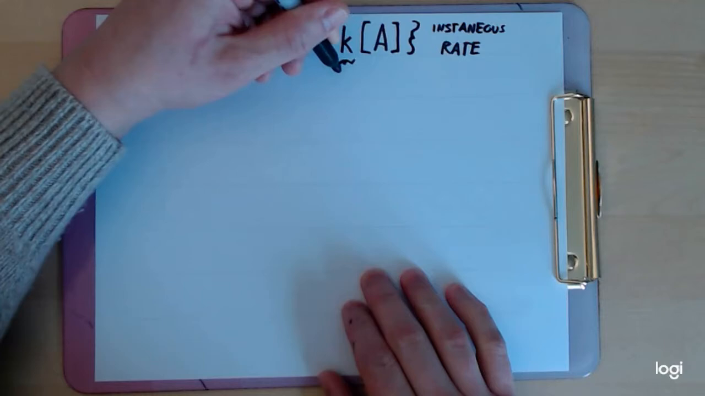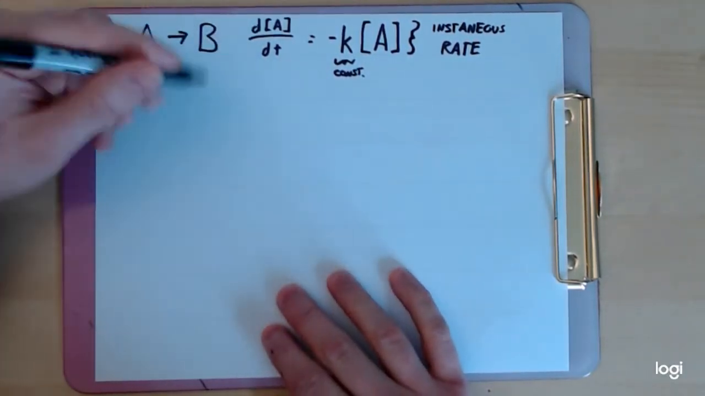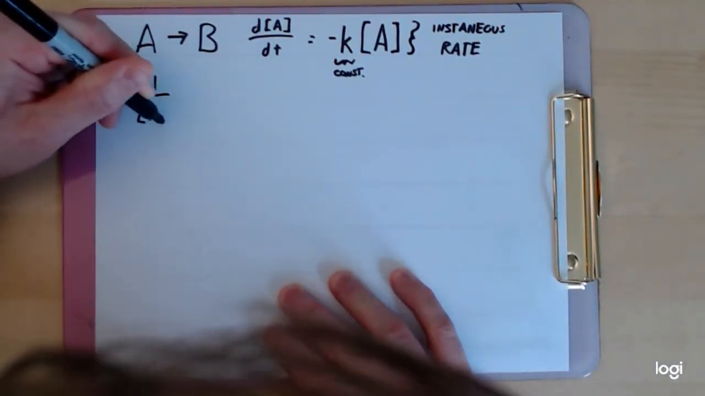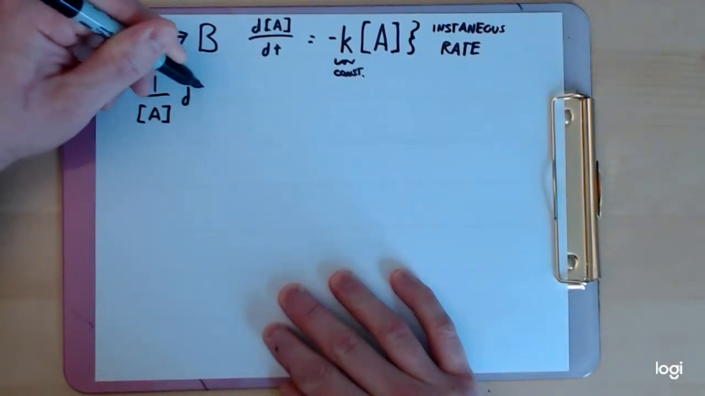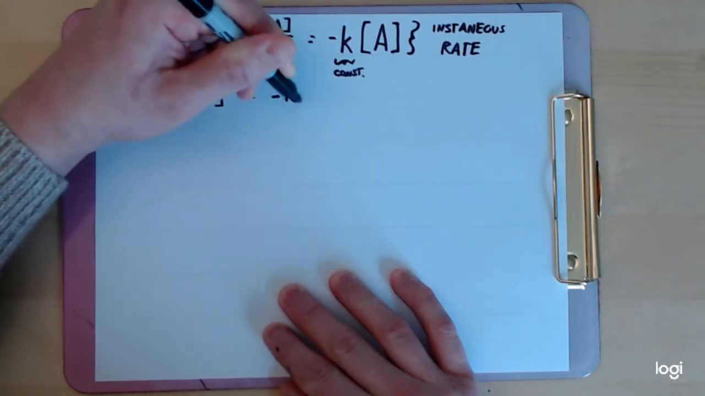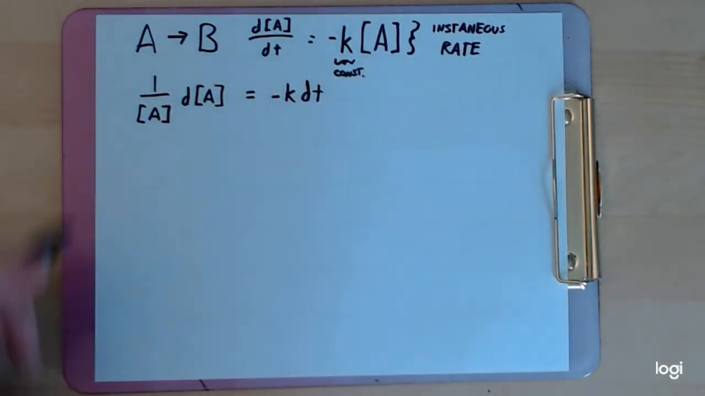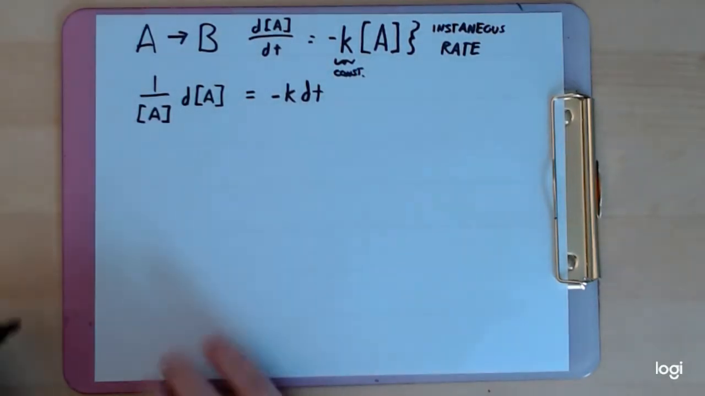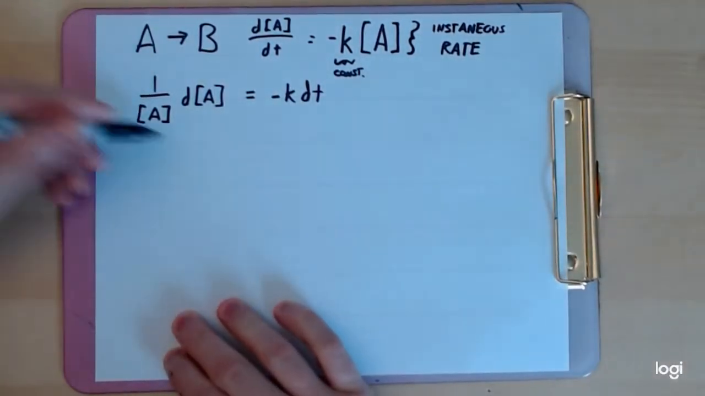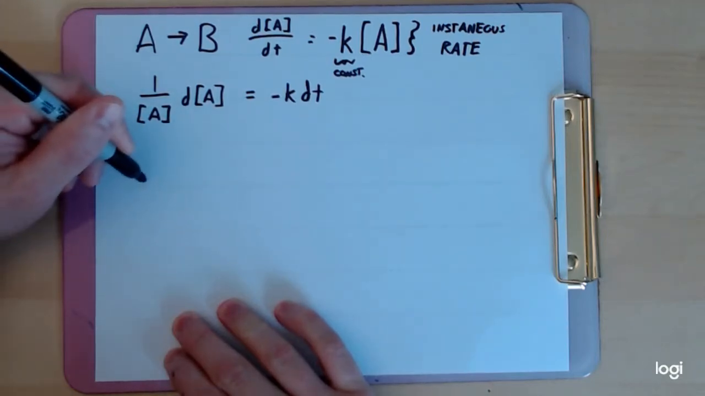Again, K is a constant, so we don't need to worry about K. And so if we do this, we can arrive at 1 over the concentration of A dA equals negative K dt. Okay, so now we can just integrate both sides of these equations. The variables are separated. Both of these are well-known integrals. The integral of 1 over A dA, as you might recall from calculus, is simply the log of A.